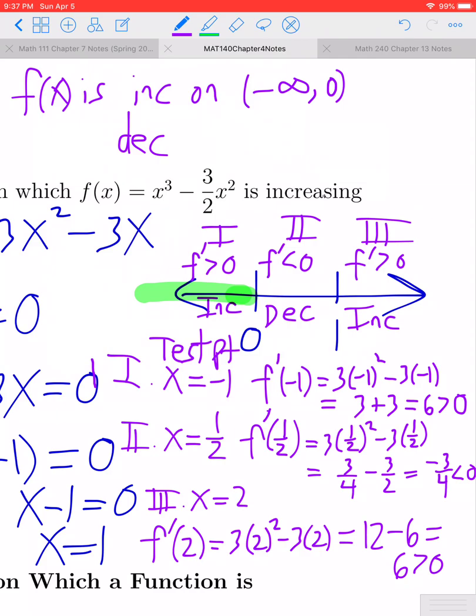The function is decreasing in region 2. That's from 0 to 1. And then it's increasing again, so union increasing from 1 to infinity.